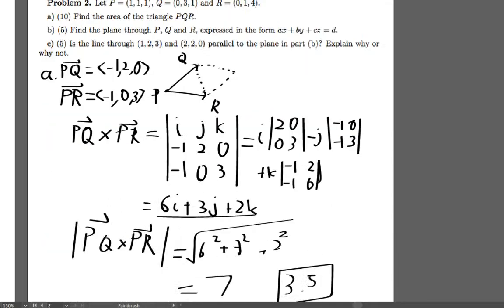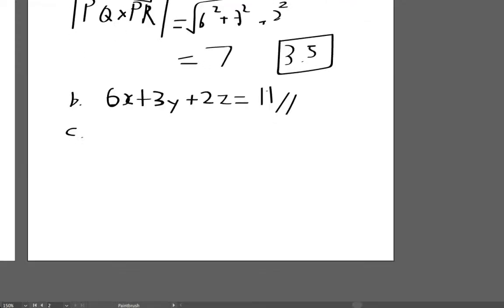So, last one here. Part C. Is the line through (1, 2, 3) and (2, 2, 0) parallel to the plane in part B? Explain why or why not. First things first, we need to think about something. What does it mean when it is parallel to the plane? Let's try to sketch this. For example, this thing here is a plane. You have a vector here, which is the normal vector, which is perpendicular to the plane.